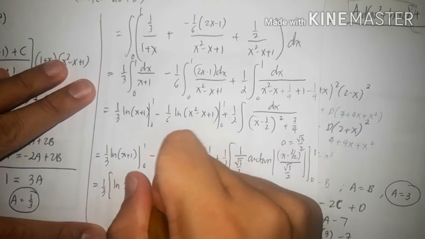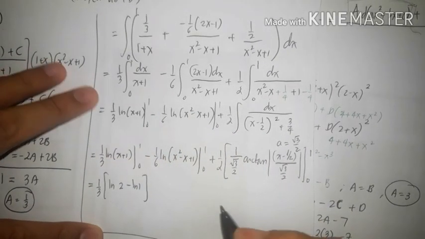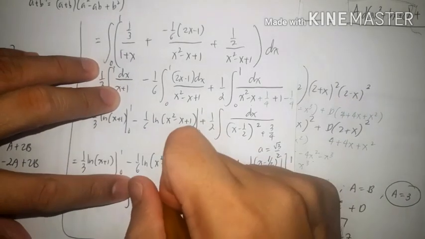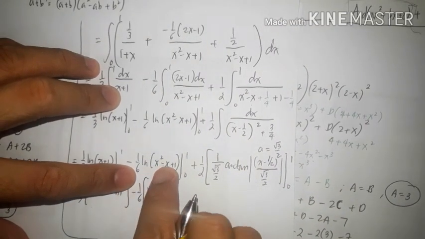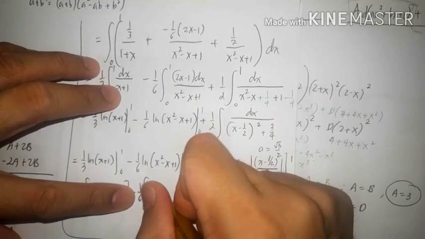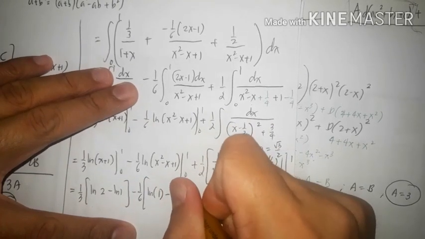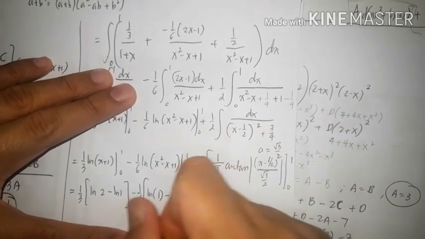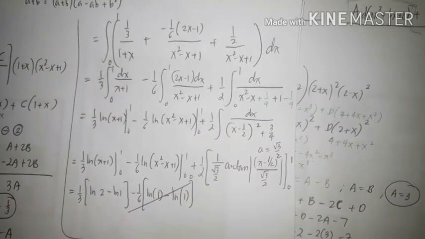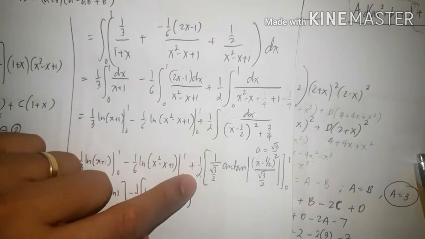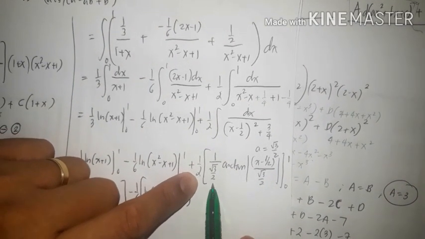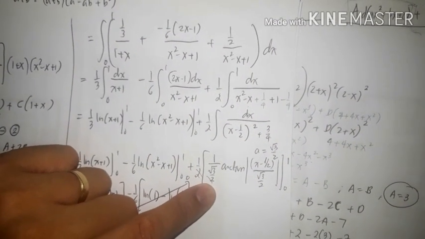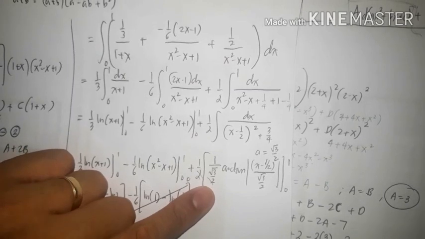So applying the limits, that gives you 1/3 quantity ln of 1 plus 1 is ln 2 minus ln of 0 plus 1 is ln 1, minus 1 over 6 ln of 1 squared is 1 minus 1 plus 1 is ln 1 minus ln of 0 minus 0 plus 1 is also ln 1. So this therefore is 0. This 1/2 cancels out with that square root of 3 over 2. That 2 cancels out. So we will have 1 over square root of 3.